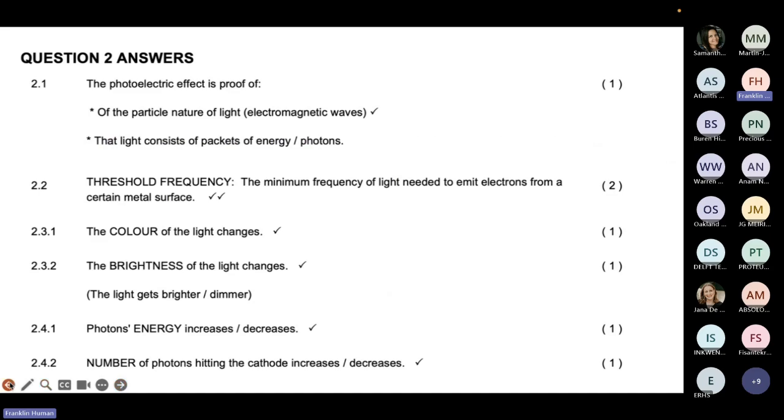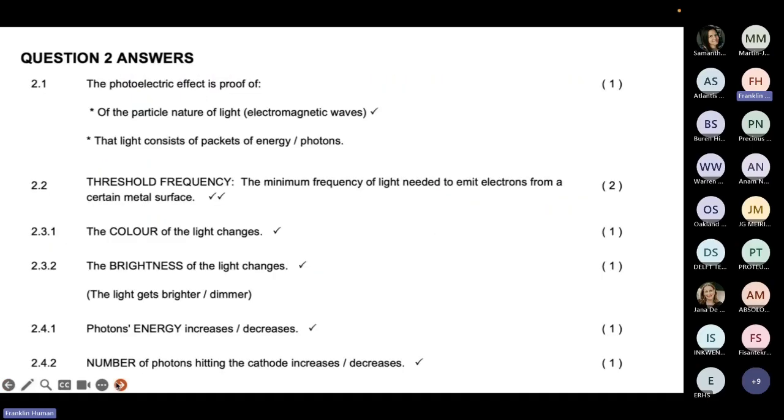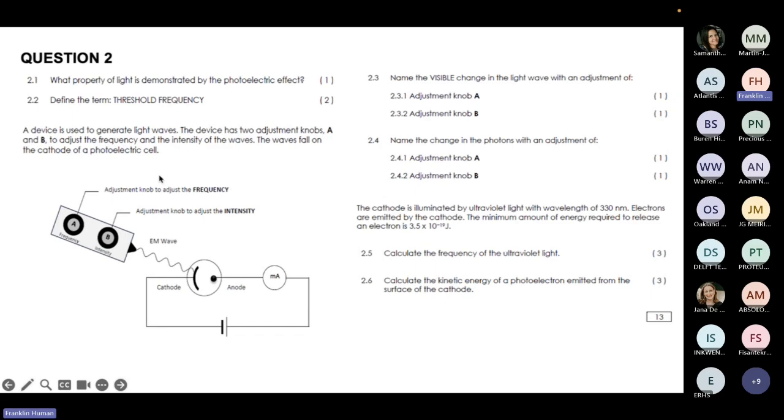Right, okay, so I'll flip between the two screens. So 2.1, what property of light is demonstrated by the photoelectric effect? It is the particle nature of light. The photoelectric effect is proof of the particle nature of light. You can either say it's the particle nature of light, or that light consists of packets of energy called photons. Right. Okay, next one. Define the term threshold frequency.